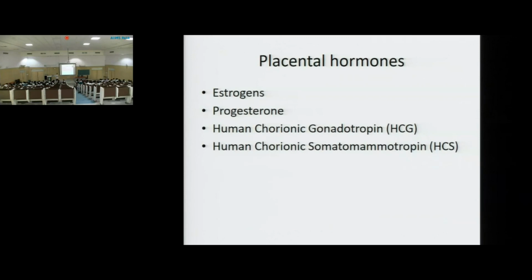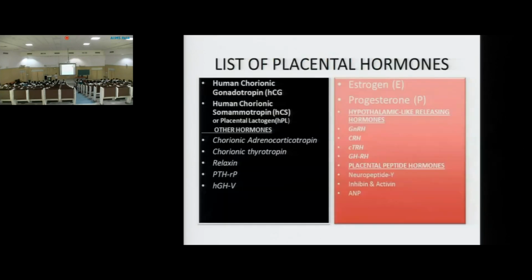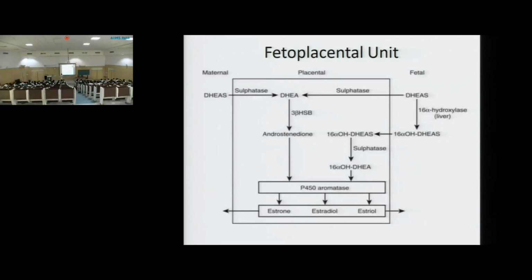Let's first discuss the major hormones, that is the estrogen, progesterone, the human chorionic gonadotropin, that is the HCG, and the human chorionic somatotropin, that is the CS. So let us understand about the estrogen first. For that, you have to understand that the estrogen is produced at the level of the placenta.